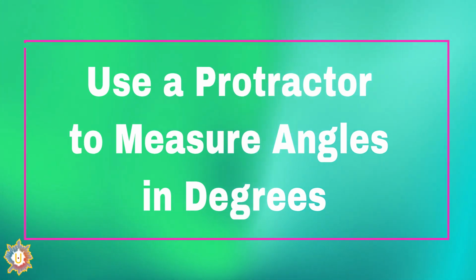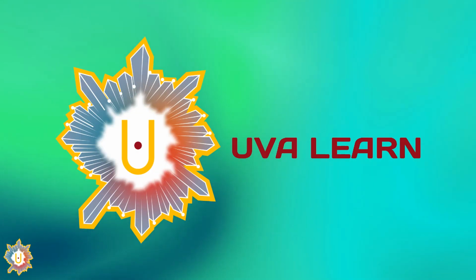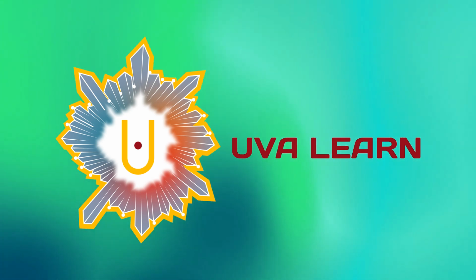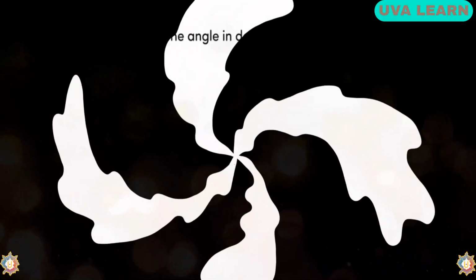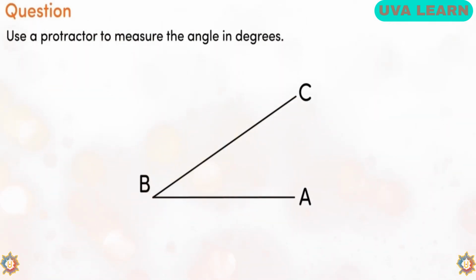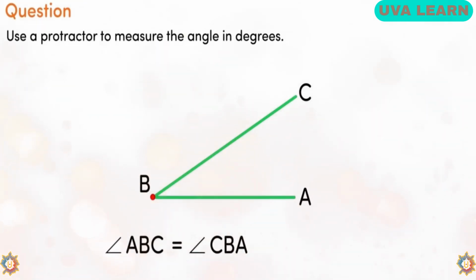Use a protractor to measure angles in degrees. Let us first look at the angle. When the lines AB and BC meet at the common point B, they form the angle. Do you know what this common point B is called? The common point B is known as the vertex. Do you know how to name the angle? We can name the angle as angle ABC, angle CBA, or simply as angle B.